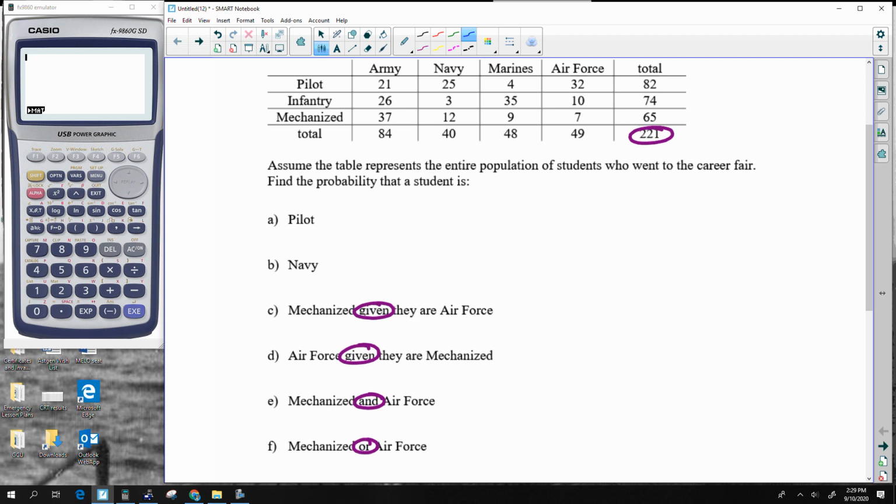What's the probability of being a pilot? So a pilot is 82. Next, what is the probability that we are Navy? And that's 40.